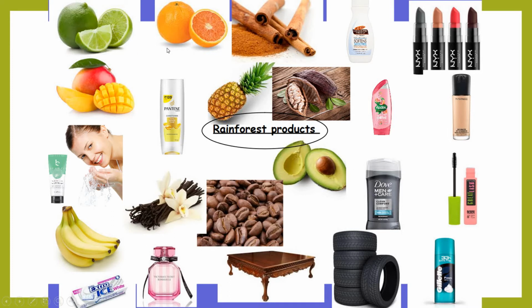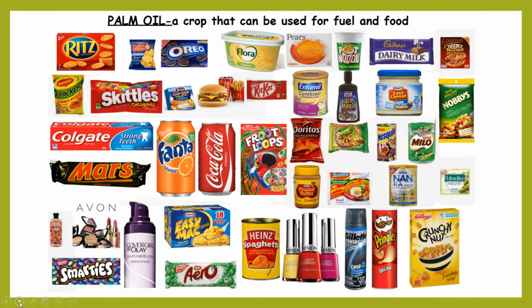Direct products, obviously a lot of the fruits, a lot of the spices, a lot of the ingredients here like cocoa beans, coffee beans, and the indirect products, things like rubber from rubber trees, paraffin from oil that is mined in the rainforest, palm oil that's cultivated in the rainforest. So if we drill down a little bit deeper into the idea of palm oil, I'm going to show you what palm oil actually looks like in a moment.